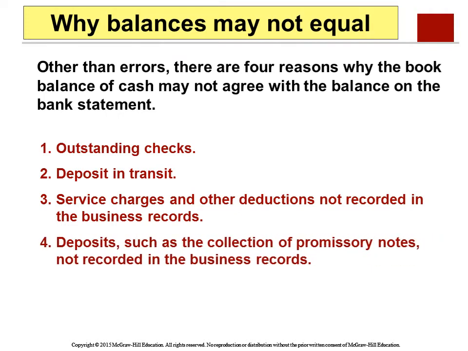Deposits such as collection of promissory notes are not recorded in the business record. So if someone has a direct deposit or something that they might put into your bank, you won't know until you've checked that it's actually been received. So if they don't let you know and all of a sudden you see this cash, well, this deposit is there, but where does it come from? You'll have to figure that out so that you can record it into your books.